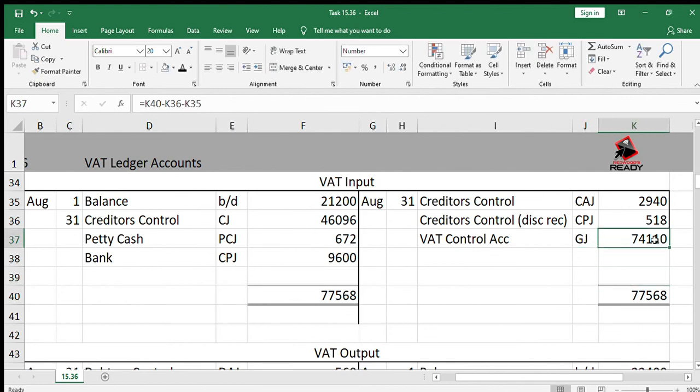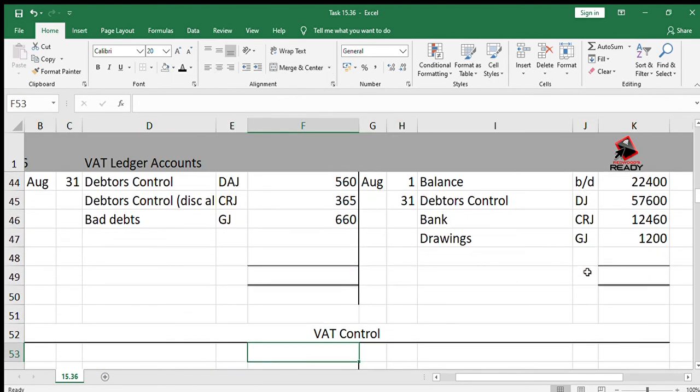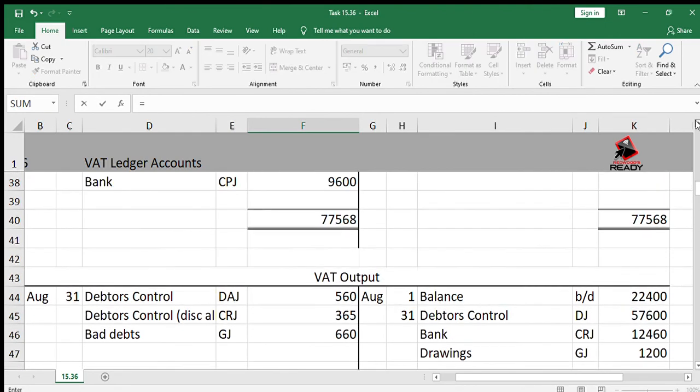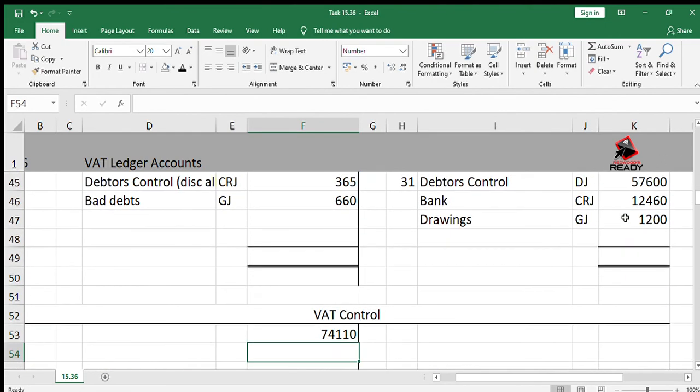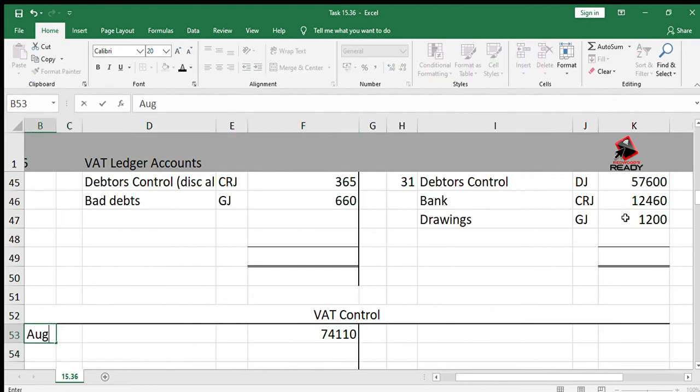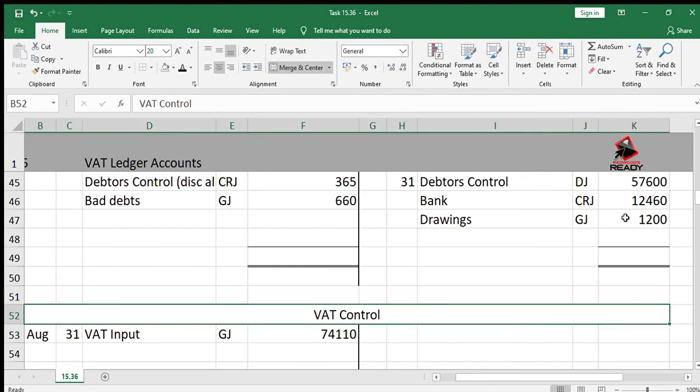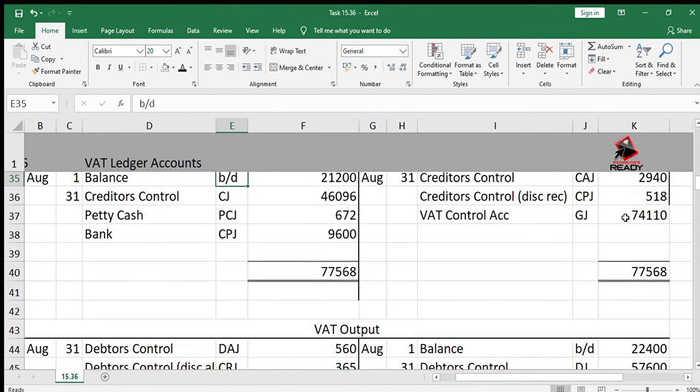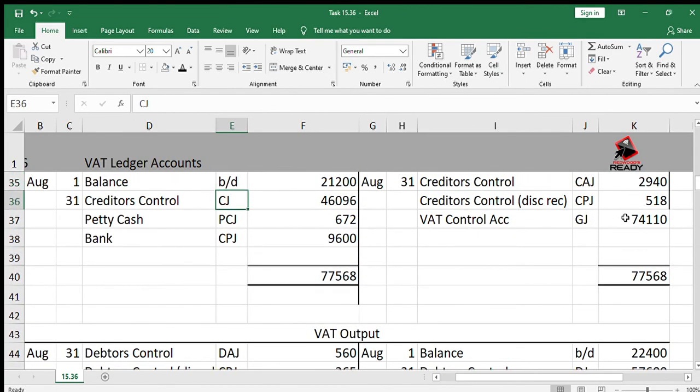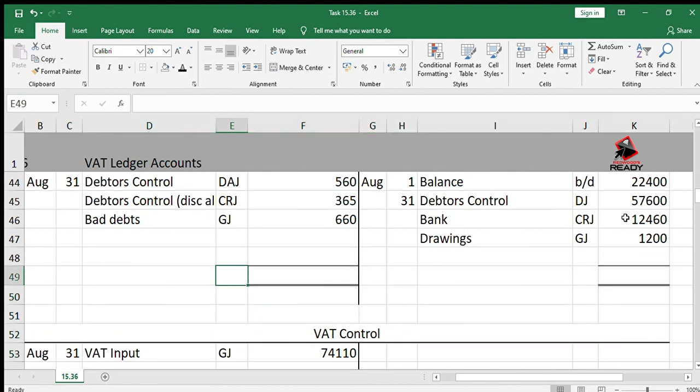Now this figure is on the credit side here, 74,110. So in VAT control, it will be on the debit side. So go to the VAT control account. We're going to put that figure in there, 74,110. This is now on August the 31st, so it is the end of the month. This came from VAT input, and our folio is GJ. So this is the case if you're doing 3 ledger accounts, which means VAT input, VAT output, and VAT control. Obviously, if we're only doing the VAT control account, you wouldn't do this part.